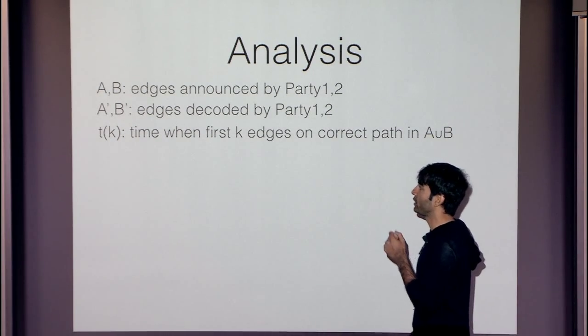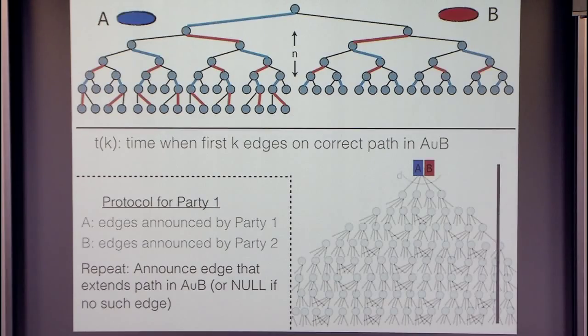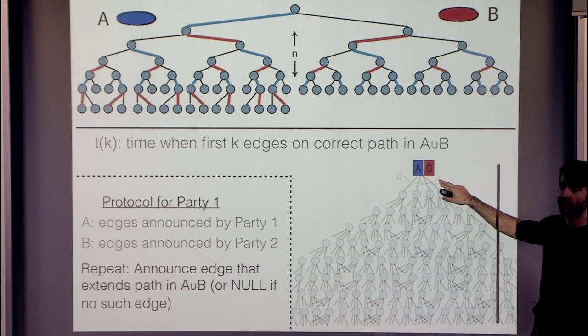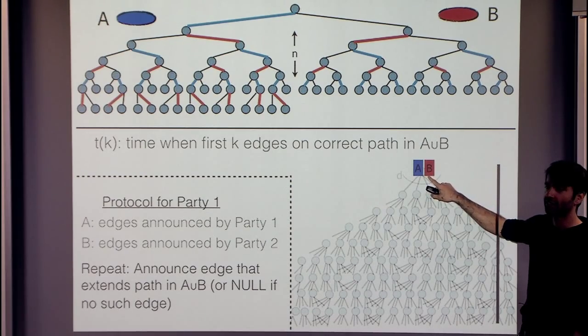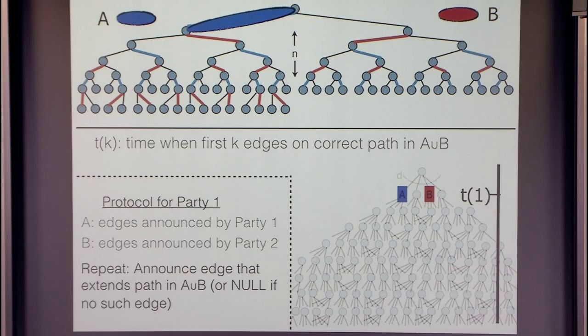One thing that's really useful to keep in mind, one parameter that's really useful, is this parameter T of K, which is the time at which the first K edges on the correct path have been announced. Okay, they have been included in A and B. So let me just draw a picture so it's clear. Now this is a different picture from what I had before. Now these are the true sets A and B, not the decoded sets. Okay, so as the protocol runs, in the first step, surely the first party will announce the first edge. So the first step already is T1.